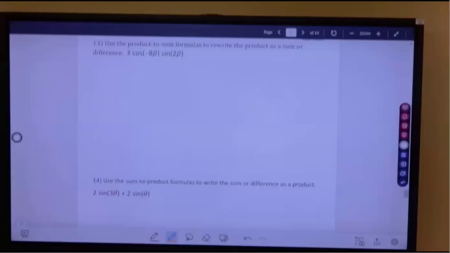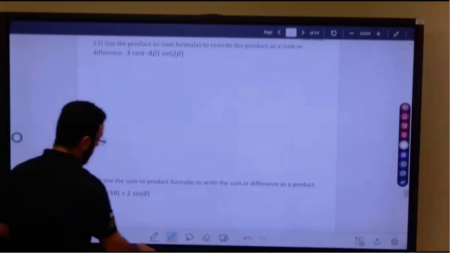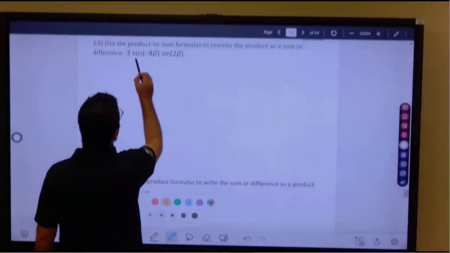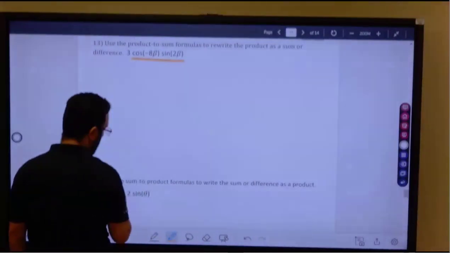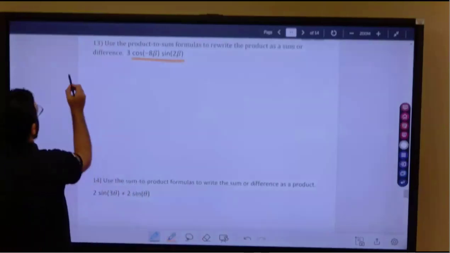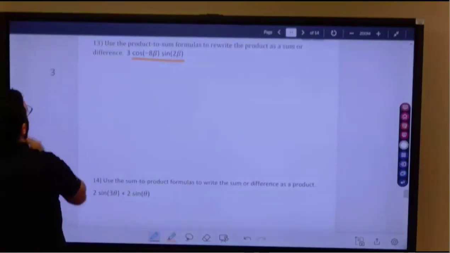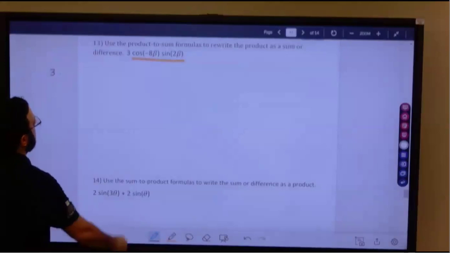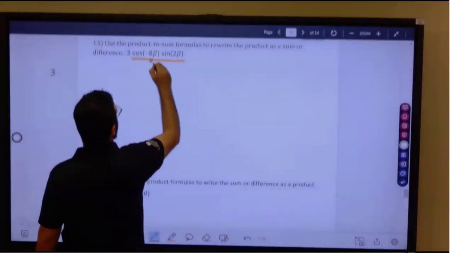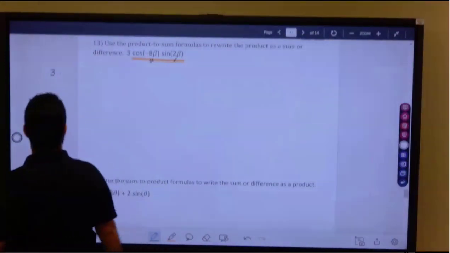For number 13, we need to use the product to sum formula. So be careful here on this one. You're going to use the formula only on this part. Do not do anything with the 3. So here is the 3 out, and for the formula, this is the u, and this is the v.